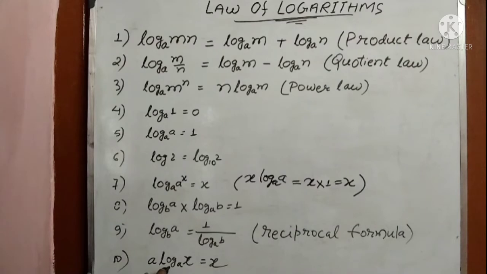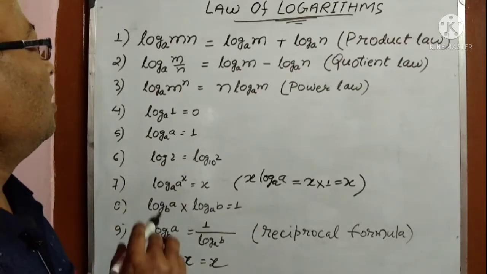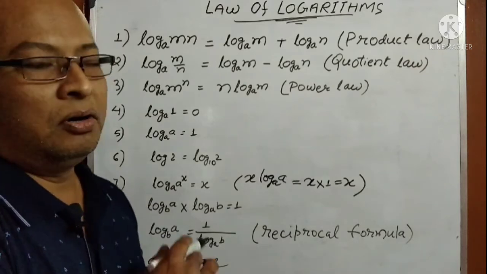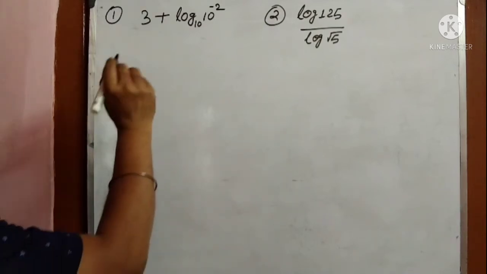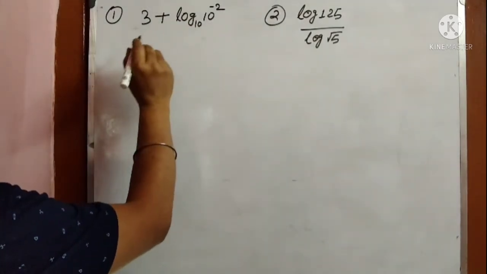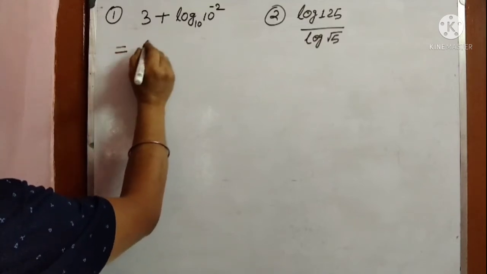And the last one is that a to the power log x to the base a will result in x. Clear? So you jot it down. We will be doing just simple sums over these formulas. Now we will try to solve these two simple questions, so we will simplify this.